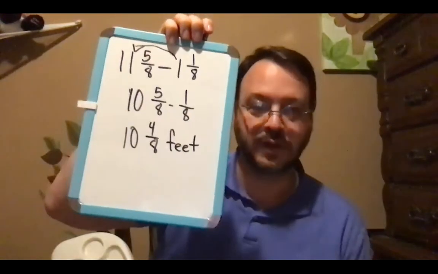Let's subtract my whole numbers first. 11 minus 1 is 10. And I've got 5/8 minus 1/8. And I just subtract my fractions. 5/8 minus 1/8 is 4/8. So it's 10 4/8 feet. 10 4/8 feet tall.